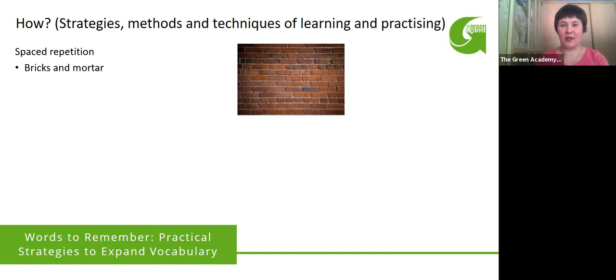So these bricks represent all the things that we learn or remember, the words in our case, and mortar is some glue, right, which connects bricks. You can't build the whole wall in one day, right? You need some time for this mortar to consolidate. You need time for consolidation. And in this way, this metaphor is connected with spaced repetition.